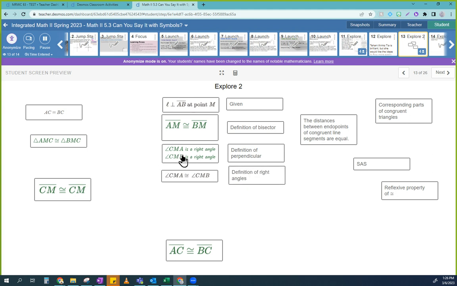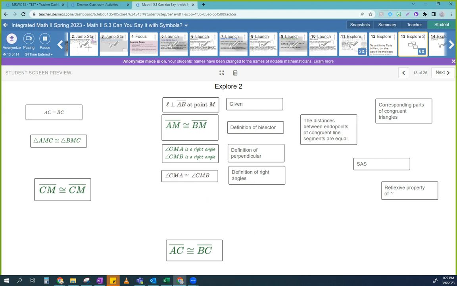Okay, here's a little tip. You can't say definition of right angles if we haven't mentioned that they're right angles. Here, definition of perpendicular was given at the given, right? L is a perpendicular bisector at M, right? So whenever you see definition of perpendicular, look above it and make sure. Oh yeah, it says it right there, perpendicular bisector. Oh yeah, they gave it to us, right?